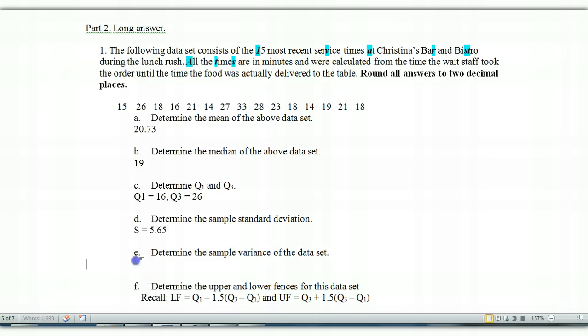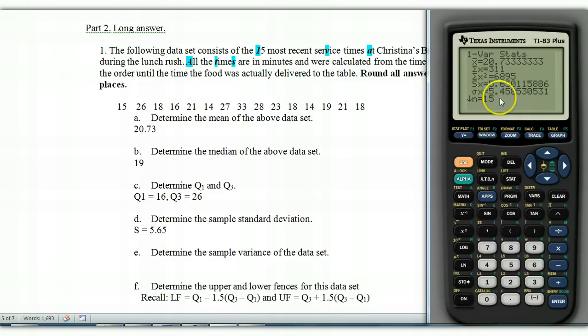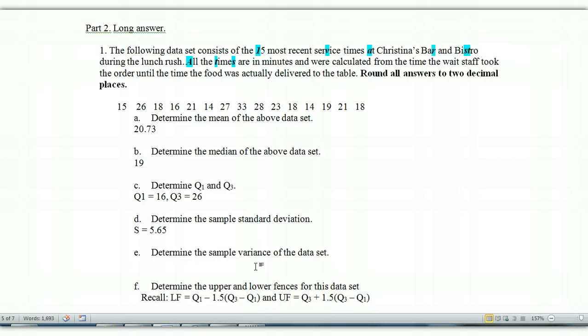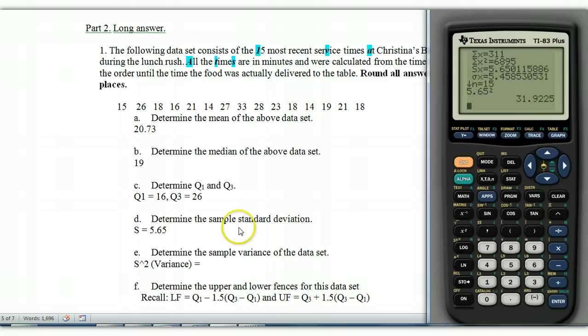Sample variance. That's the square of the standard deviation. That's the only thing that's not on your one variable stats. For that one, you're going to have to square the 5.65. So 31.92 to 2 decimal places. So the variance is, again, 31.92.